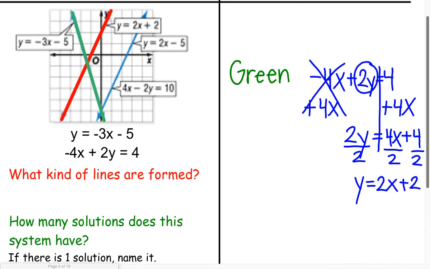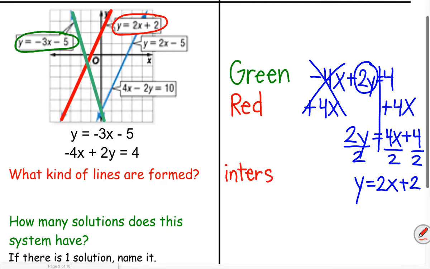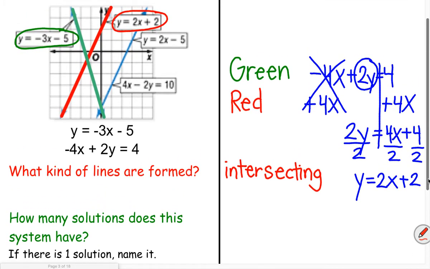Now if I go back to my graph, 2x plus 2 is the red line. So that's right here. So there's my red. And then remember, we also have to look at this green line. So let's look at what the red and green lines are doing. So what kind of lines are formed? Well, the red line and the green line are crossing. So just like the last problem, they are intersecting. How many solutions does this system have? Well, remember we said on the last one, if they intersect, it is one solution.